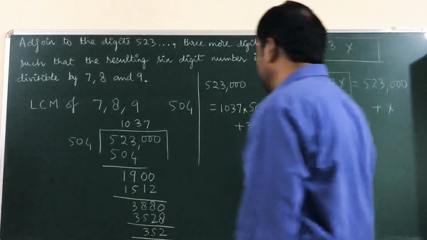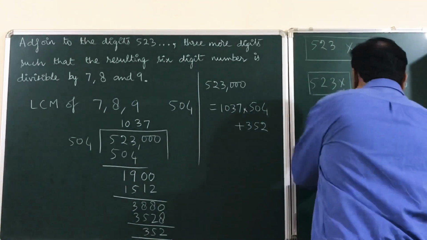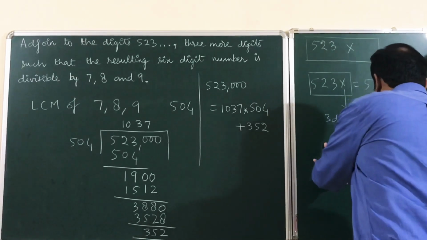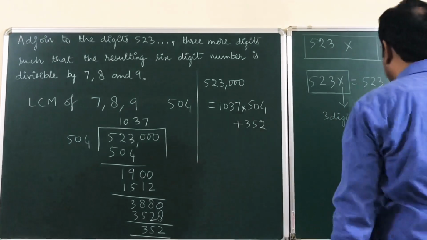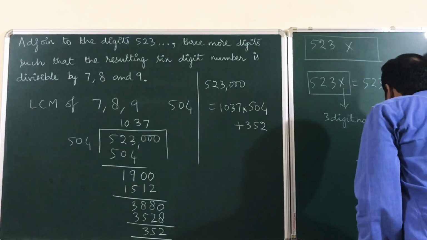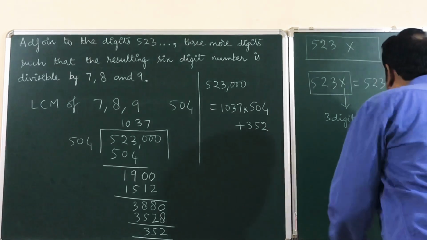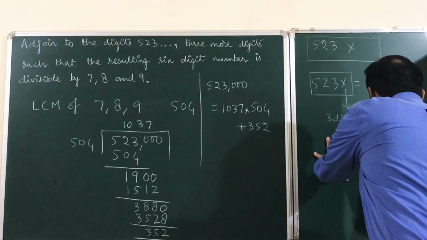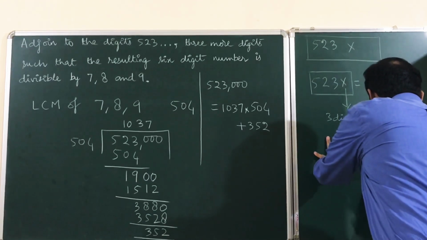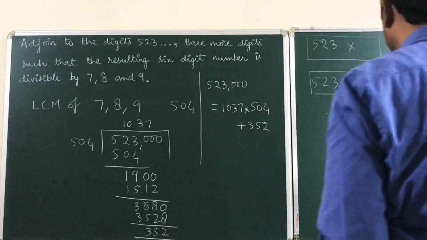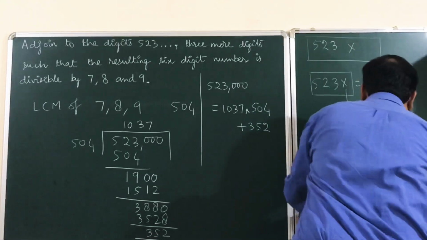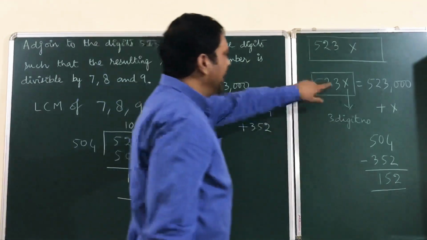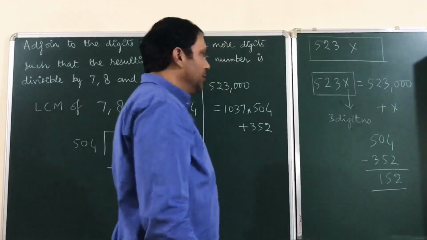So how much more can we add to 352 so it becomes the next multiple of that. So you can very clearly see that if I subtract 352 from 504, this will be 152. So obviously one of the values of x will become 152.